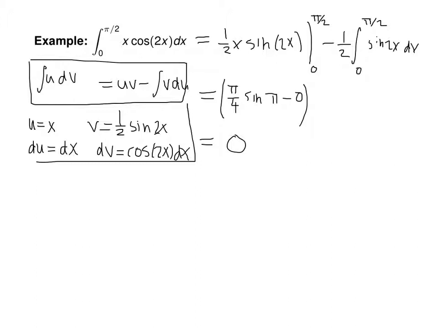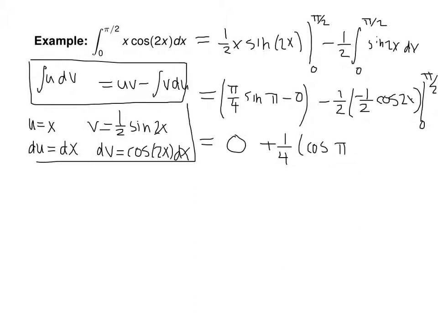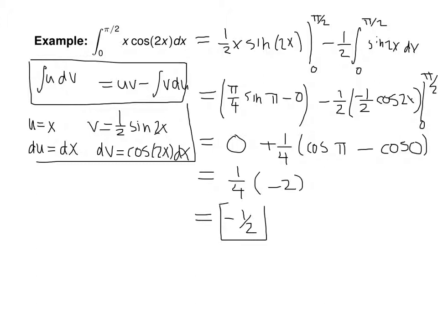Now on the next one, the antiderivative of sine is negative cosine, so we'll have negative 1/2 cosine of 2x evaluated from 0 to pi over 2. So we've got plus 1/4 cosine of pi minus cosine of 0. So that will be 1/4 times negative 2, or negative 1/2.